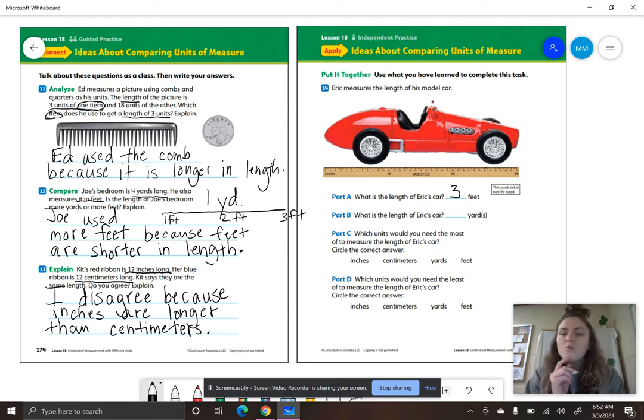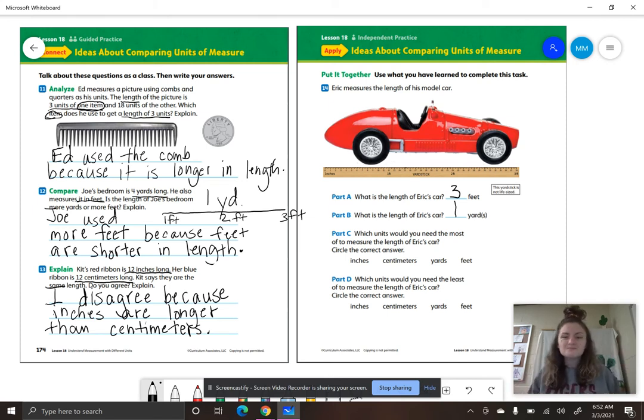Part B, what is the length of Eric's car in yards? Ooh, think back to number 12. How many feet are in a yard? So, how many yards long is Eric's car? We have 1 yardstick, so it would be 1 yard. Kiss your brain, Smarties. Let's keep going.